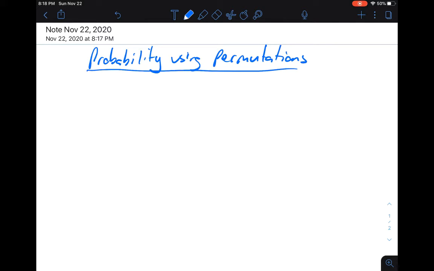I want to do a small video here on probability using permutations. Probability using permutations. So a permutation essentially is when you figure out how many ways things can be rearranged.